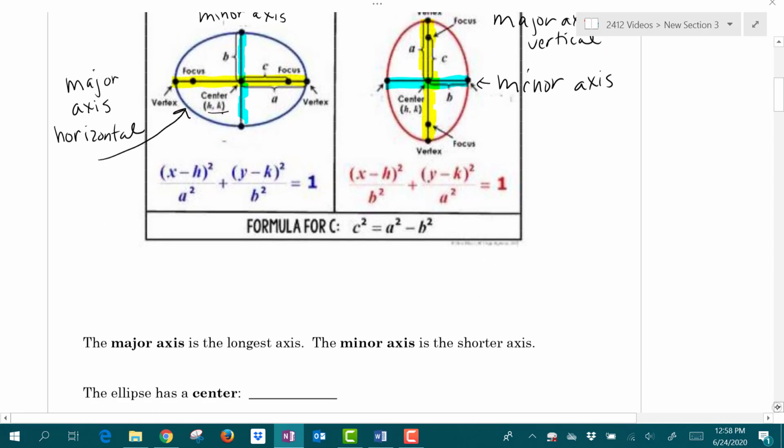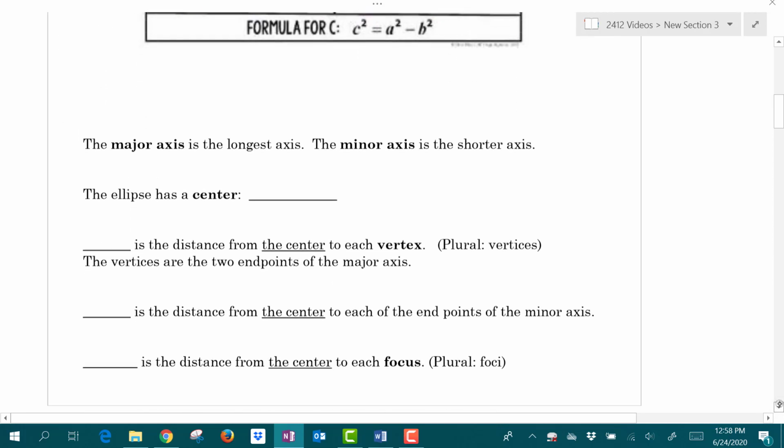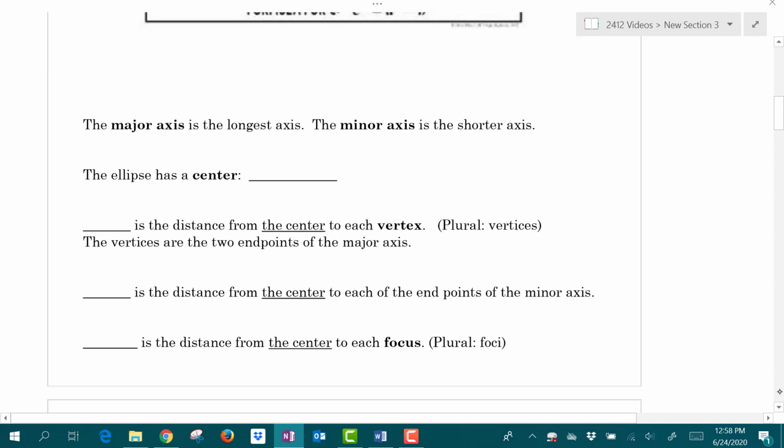Alright, so let's come down here and let's fill this out. So a couple of things. The major axis is the longest axis. The minor axis is the shorter axis. The ellipse has the center called h comma k. What is the distance from the center to each vertex? Well, we call that distance A. The plural of vertex is vertices. The vertices are the endpoints of the major axis, and there's two of those. The distance from the center to the endpoints of the minor axis, well, we call that B. The distance from the center to each focus is C. And the plural of focus is foci.